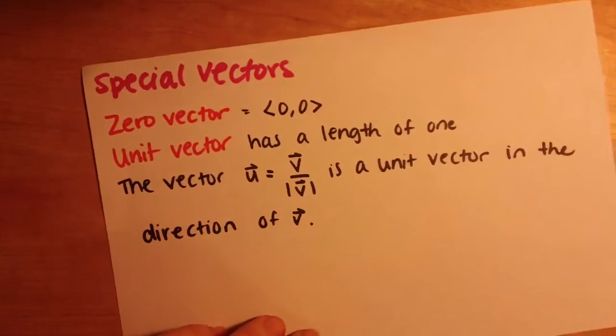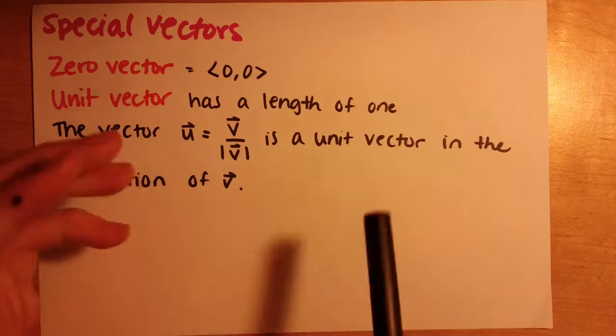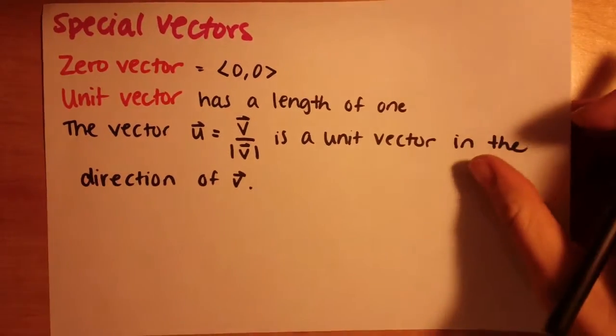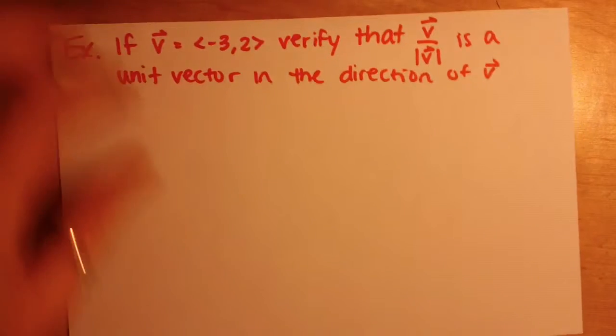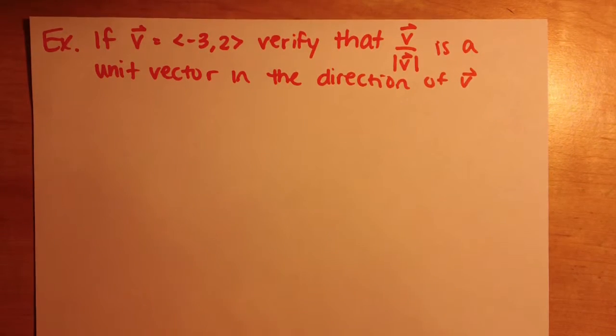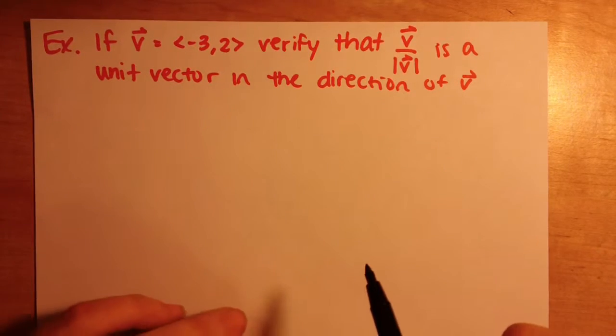So we have some special vectors. We have the 0 vector, which is 0, 0. It has no magnitude, and no direction. The unit vector has a length of 1, and the vector u equals vector v over the magnitude of vector v is a unit vector in the direction of v. So we're going to take a practice problem of this. So we have an example. If v is -3, 2, verify that this here is the unit vector in the direction of v.